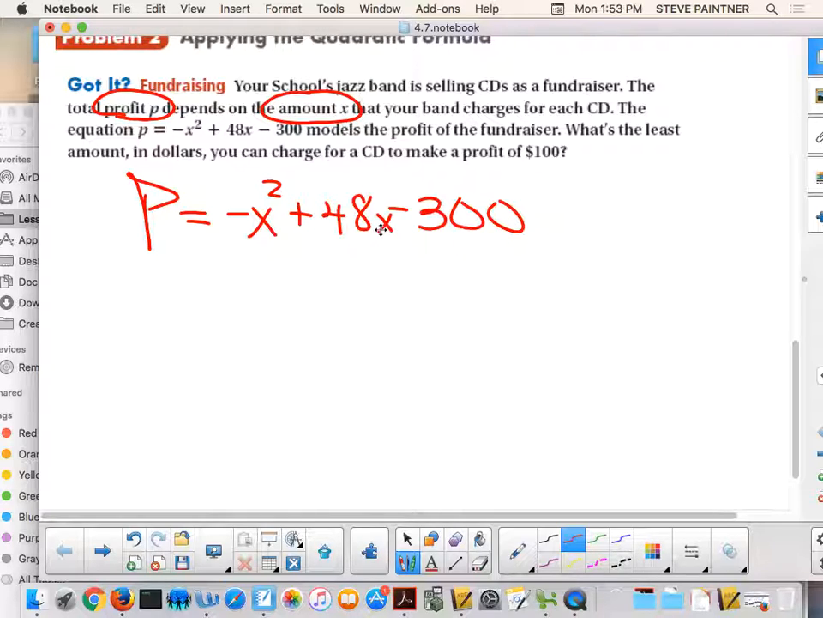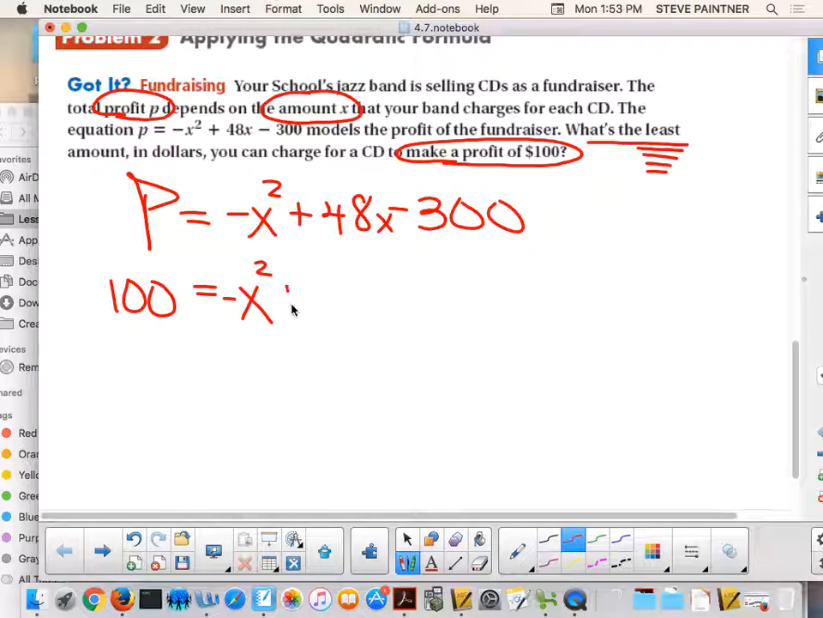All right. Keep reading. It says what's the least amount in dollars you can charge for a CD to make a profit of $100. You want to make $100? Where do you put the 100? Where the P is. There you go. I want to know what I should sell my CD at so I can make $100.